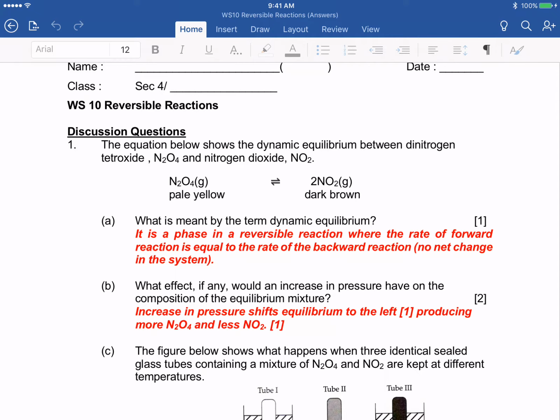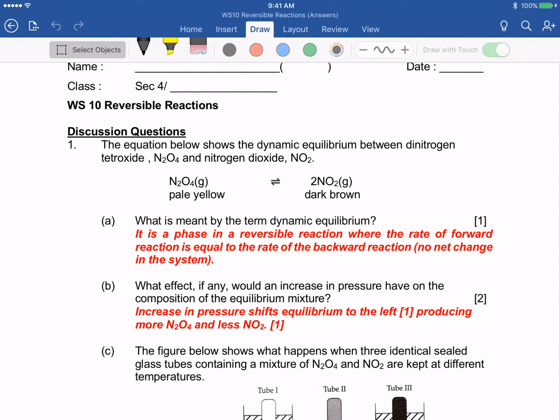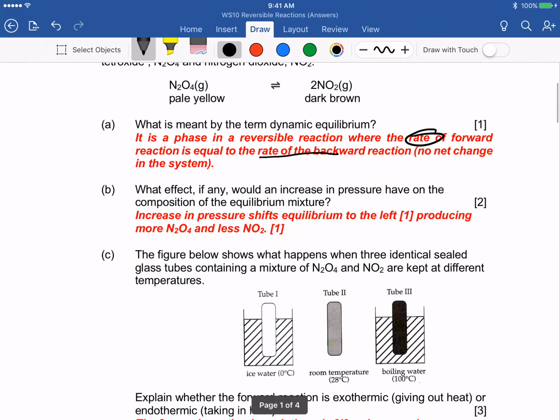Okay, what's meant by the term dynamic equilibrium? This part you just copy your notes. But mainly, it is when the rate of forward reaction is equal to the rate of the backwards reaction. So the rate of the forward reaction is equivalent to the rate of the backward reaction.